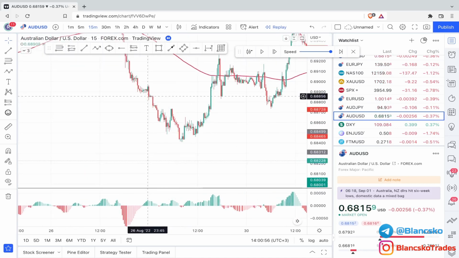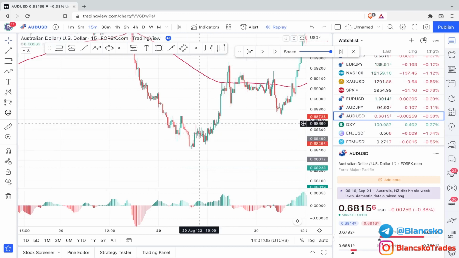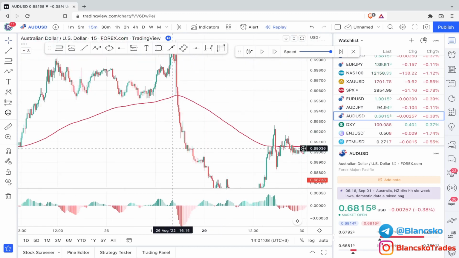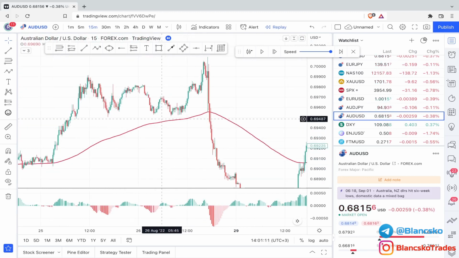Let's see if I can actually see a setup here. Nope, not really. I cannot see anything. Let's scroll. Oh, we might have a buy setup here since we are above the 200 EMA. And yep, we do have our buy setup. So let's just use the bar replay for this one as well.